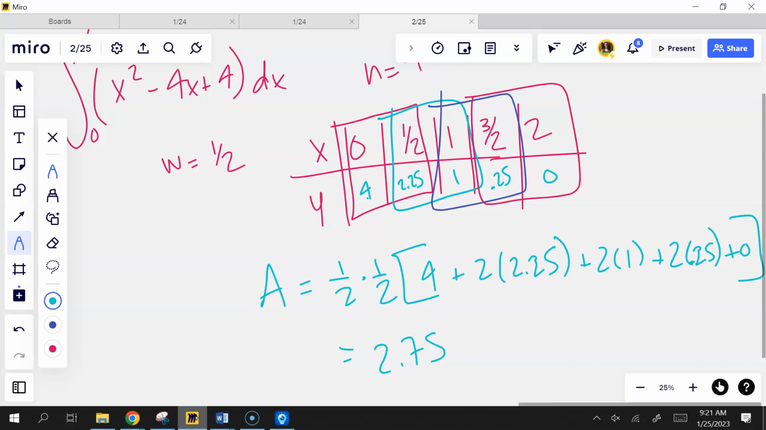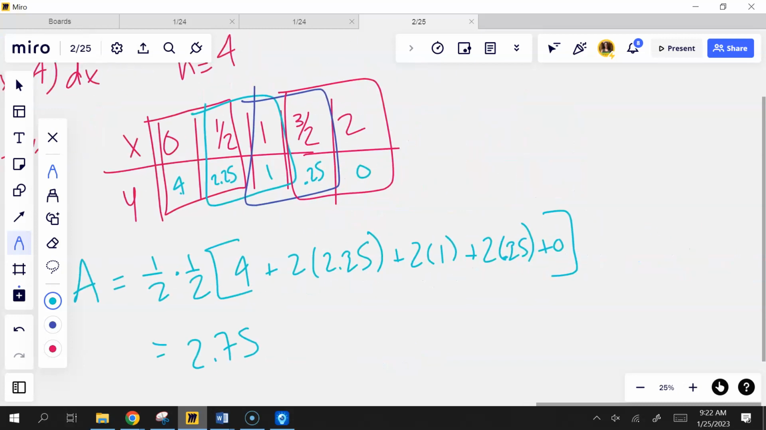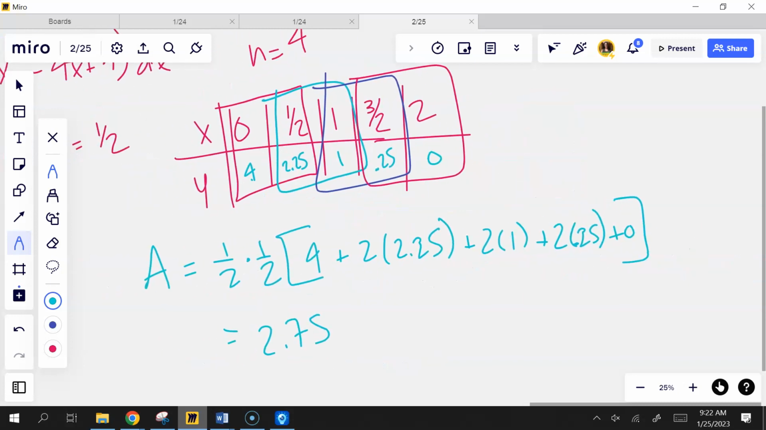If it says show the whole process, yes. But definitely use that rule to check. A is your lower limit, so that's your 0, and B would be your 2.